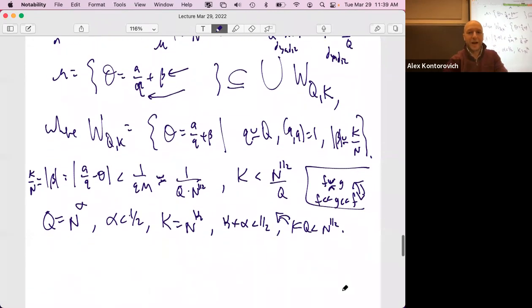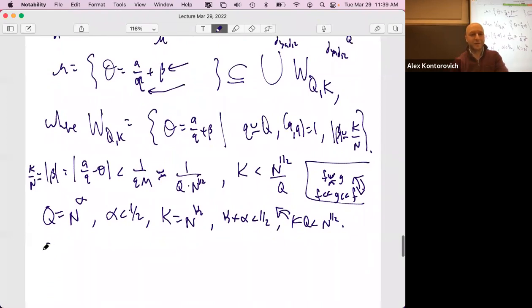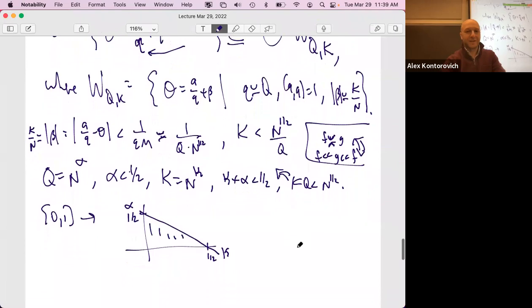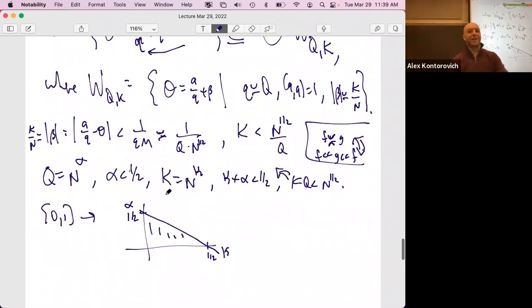Okay, so I have the following picture in my mind of the circle. The circle 0, 1. I think of here's kappa and here's alpha. Alpha goes up to a half, kappa goes up to a half, and alpha plus kappa is at most a half. That's this line. So this is the circle. Those parameters are going to control the size of the denominator, and the distance from that fraction. So that's what K is doing.